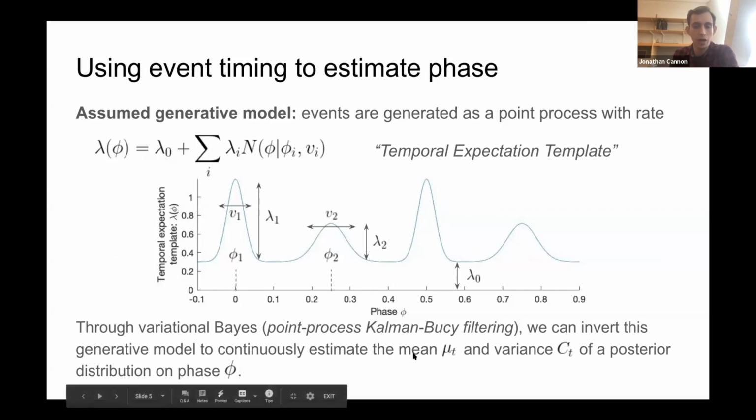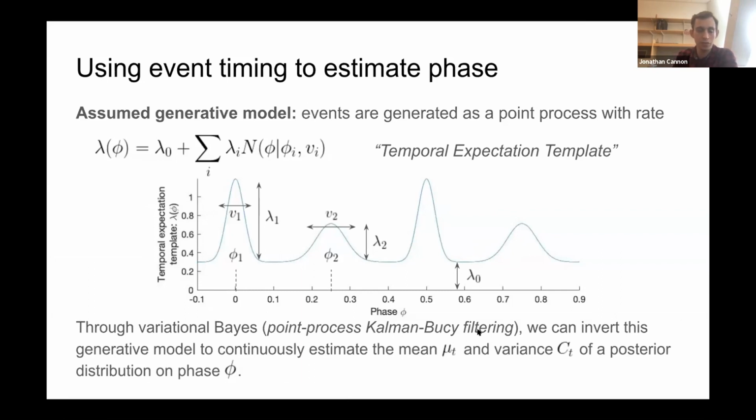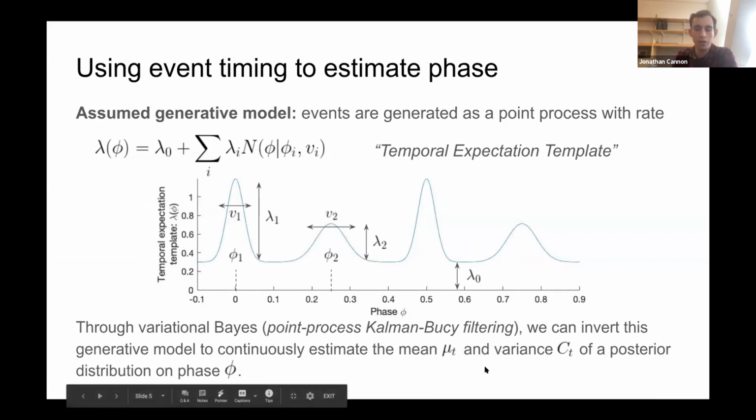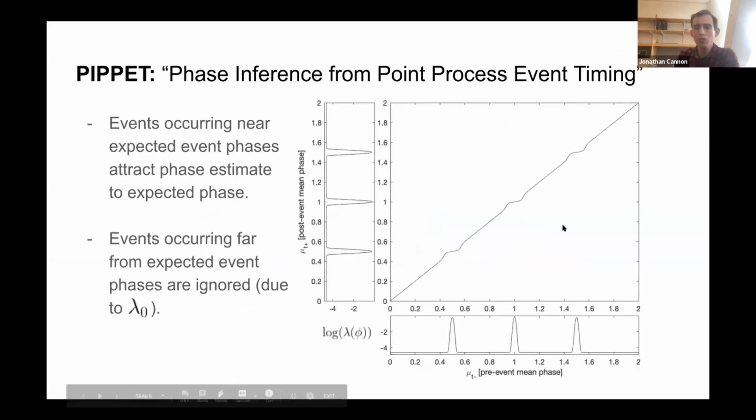And by using variational Bayes methods, in particular point process Kalman-Bucy filtering in continuous time, it's a math that exists, but you kind of have to dig for it, we can invert this generative model and use the events to continuously estimate phase and a mean and variance on the posterior distribution on phase. So what does this look like in practice?